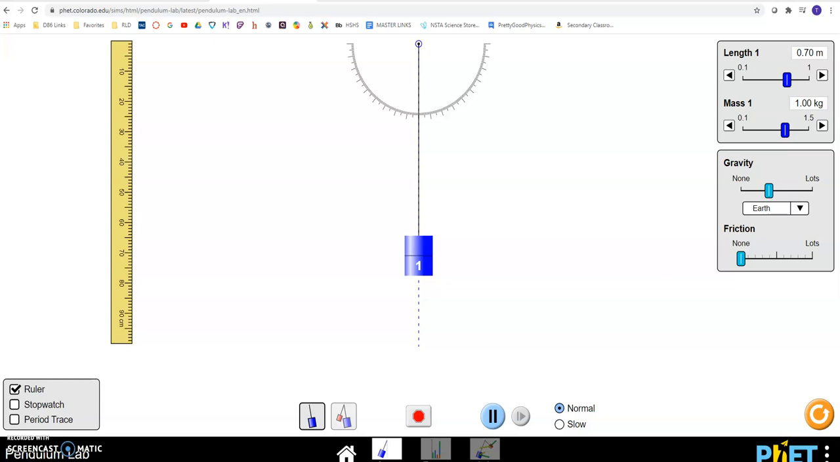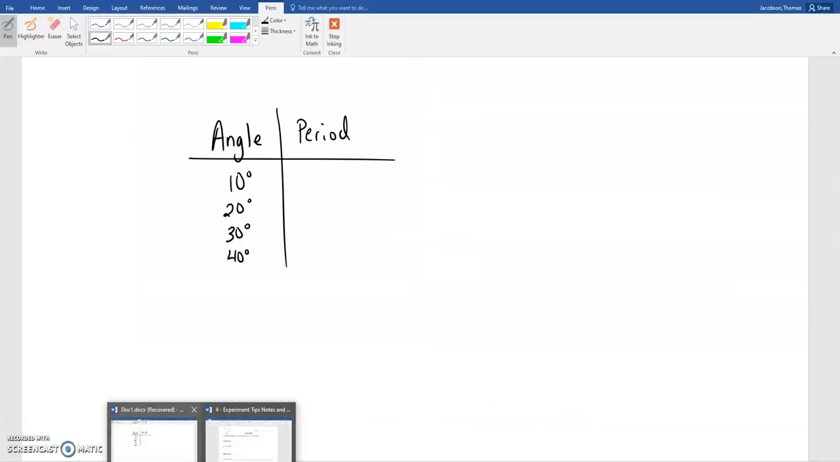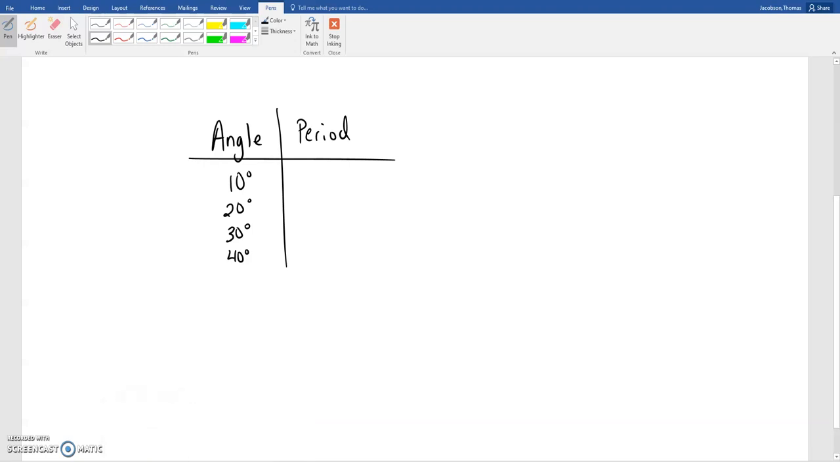Hi class. Today we're going to go over the 3 experimental tips for our class. By now you've done a pendulum experiment and you've tested whether the angle or the length or the mass of a pendulum affects the period, or the time to cycle back and forth. We've probably even talked a little bit about your data and what you guys did really well and what we can improve upon.